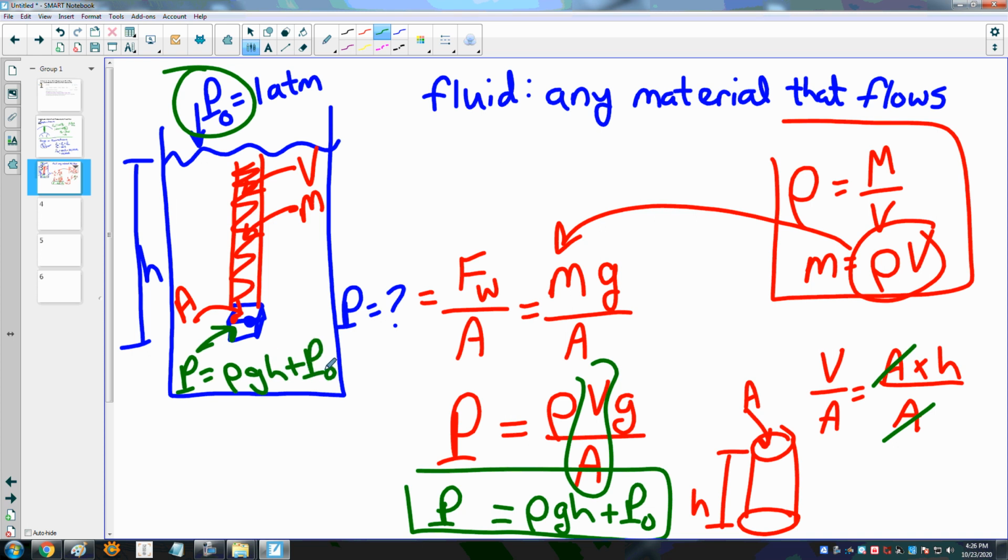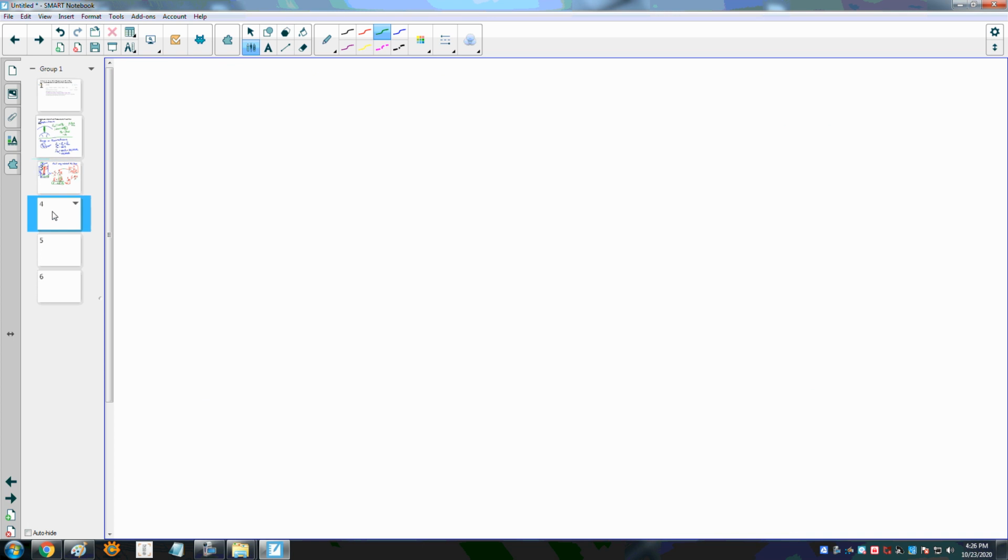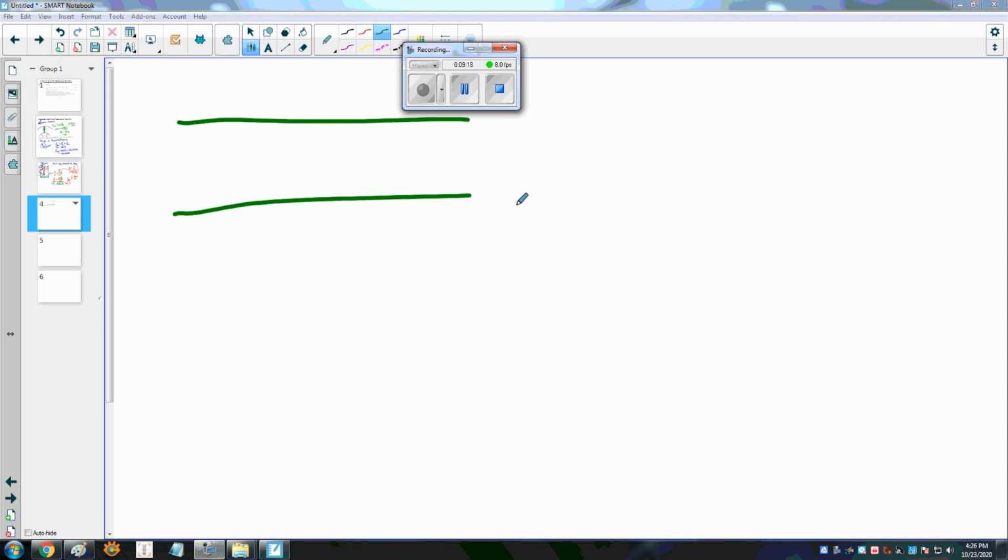Now, let's go on to flow rate. Flow rate is kind of important. Imagine that I have a pipe and I have an ideal fluid, as we'll see in class.